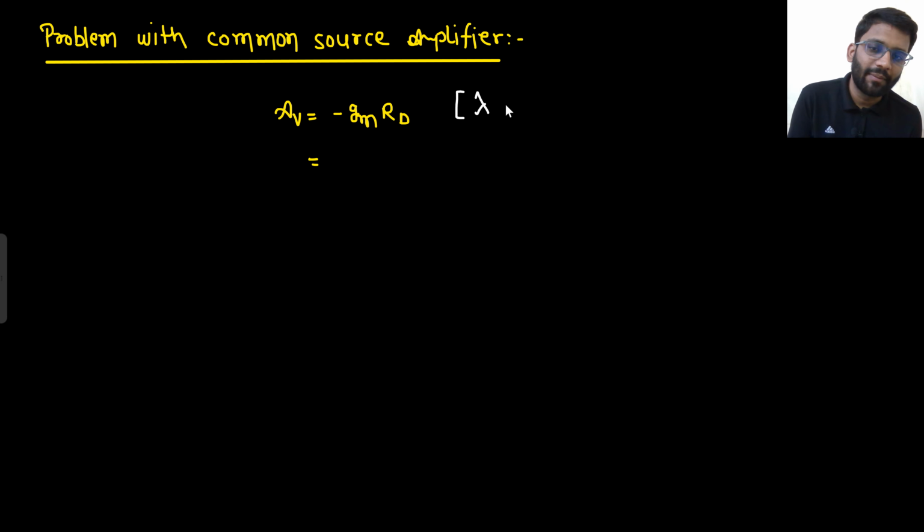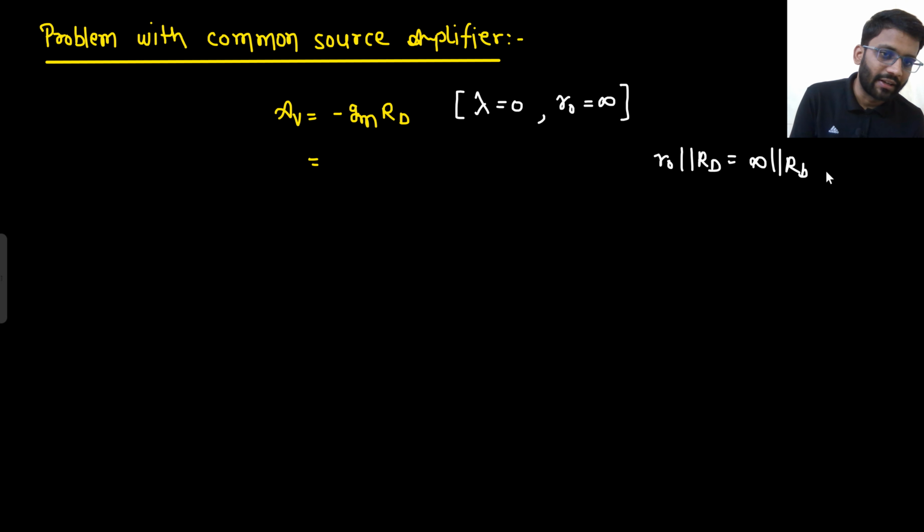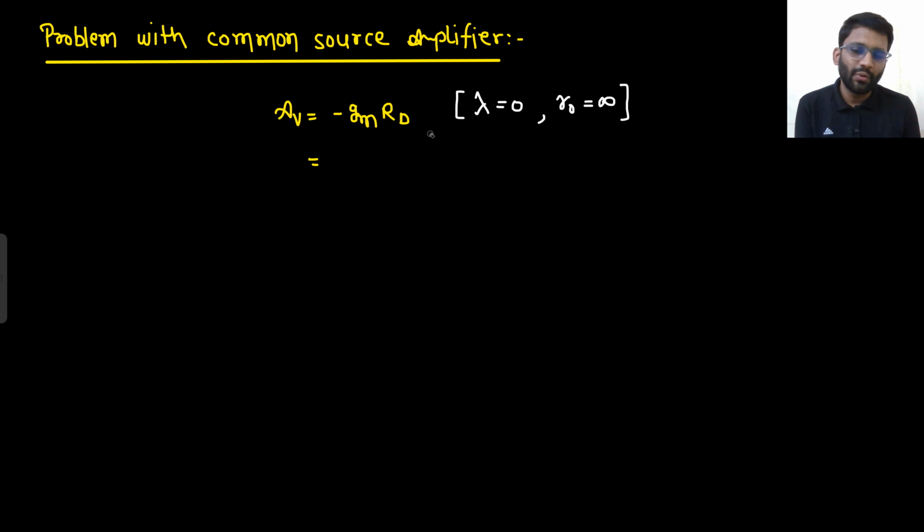because assuming that here lambda is 0, this we are assuming. So if lambda is 0, that means R0 is infinity. So R0 parallel RD will be infinity parallel RD. And what is infinity parallel RD? That is RD only. So we are assuming here RD parallel R0 as well. So there is no issue with that. The issue is with GM.